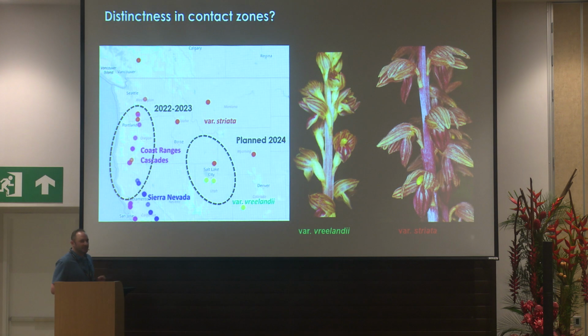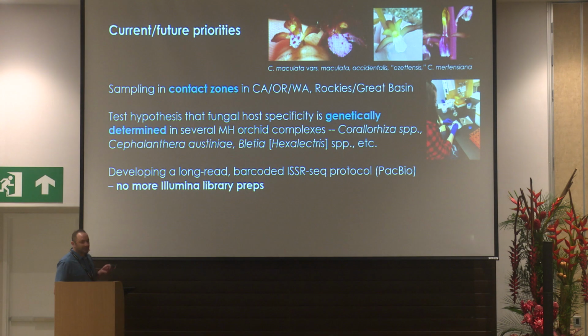We spent the last 2 years in the Pacific Northwest trying to collect as many populations as we could. We have some more field work planned for the Northern and Central Rockies this summer. Hopefully we'll be able to do some more fine-scale analyses where multiple lineages actually come together, here in the Pacific Northwest and the Central or Northern Rockies. To conclude, with sampling in contact zones, we want to test the hypothesis that fungal host specificity is genetically determined in multiple species complexes, including Corallorhiza.